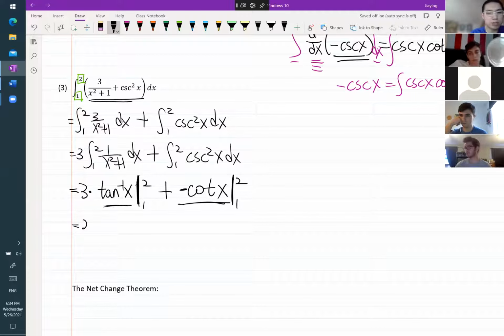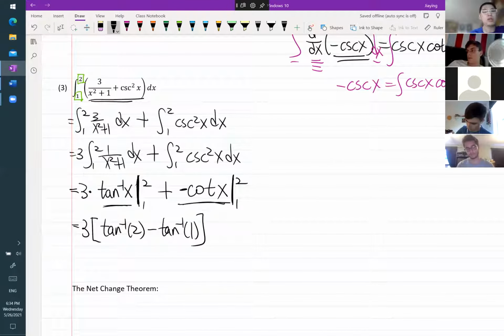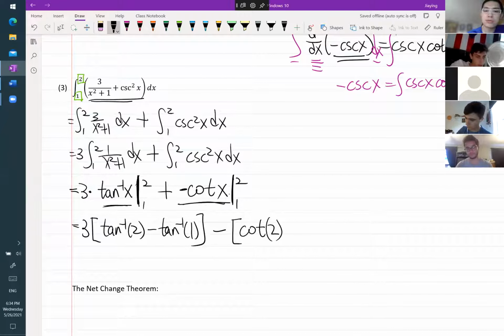So I'm going to write the next step, which is 3. I'm going to add a bracket because I need to plug in 2 first and then I'm plugging in 1. The 3, I can put it outside. So I get inverse tan of 2 minus inverse tan of 1. That's using the FTC2 we talked about last time. And then plus a negative. So here the negative sign you can also pull out. You don't have to keep the negative sign for each term when you plug in 2 and 1. So you can just write negative and then just plug in 2 into cotangent 2, and then put 1 there.